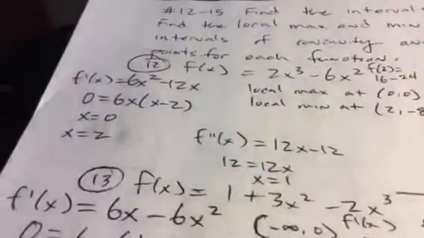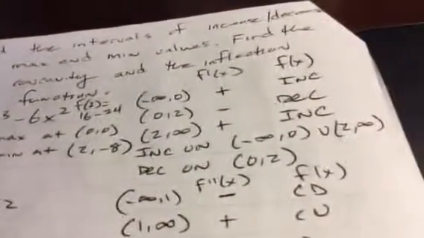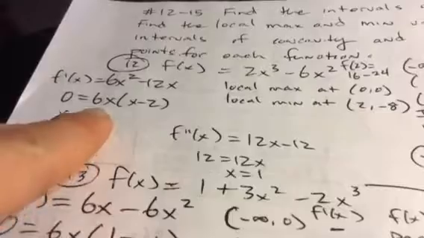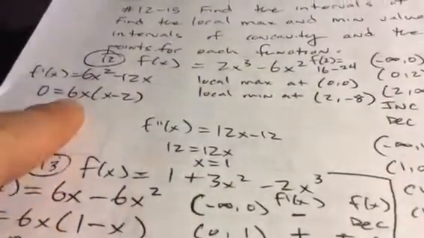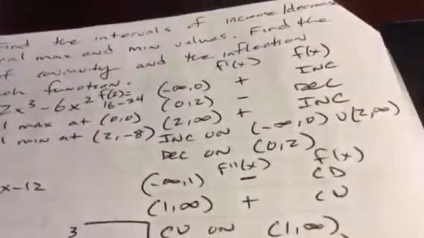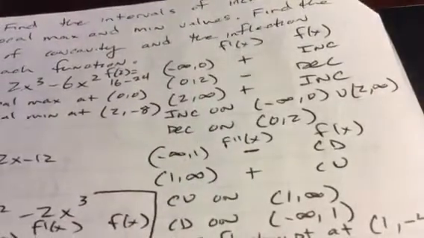I'm going to plug in -1 for the first interval. I would have a negative times a negative, which is a positive. I'm going to plug in 1 in my second interval. I would have a positive times a negative, which gives you a negative. And finally, plug in 3, positive times positive gives you a positive. So f of x is increasing on 2 intervals, and just decreasing on 1.